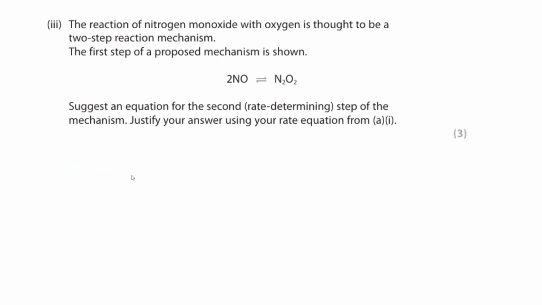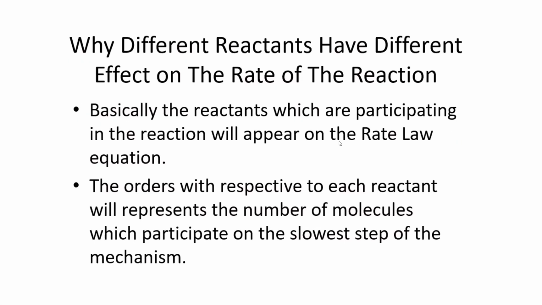Now there's another question. The reaction of nitrogen monoxide with oxygen is thought to be a two-step reaction mechanism. The first step of a proposed mechanism is shown. They have given the first step of the mechanism. Suggest an equation for the second, rate-determining step of the mechanism. Justify your answer using your rate equation from A1.